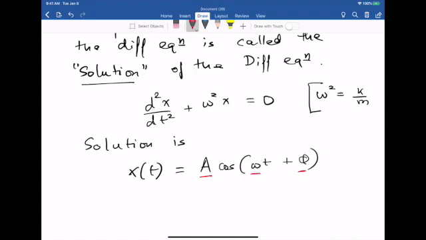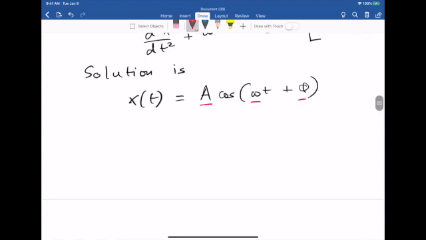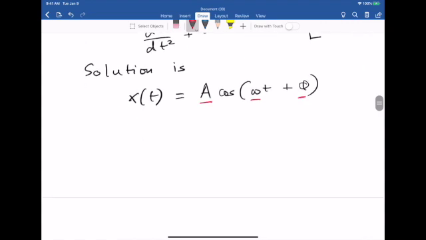Okay, now let's try to visualize what the solution looks like. First of all, you can feel absolutely free to plug this into our differential equation and convince yourself that it does indeed satisfy it. So feel absolutely free to pause the video and check that this is indeed a solution to our differential equation, unlike the t-square that we tried earlier. All right, now let us visualize what this solution is telling us. Let's try to draw it graphically.